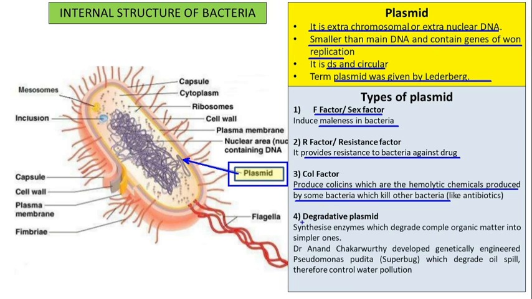Then we also have degradative plasmids. Degradative bacteria are those which have certain enzymes and can degrade complex organic matter into simpler ones. For example, Pseudomonas putida, developed by Anand Chakravarty, helps in degrading oil spills.